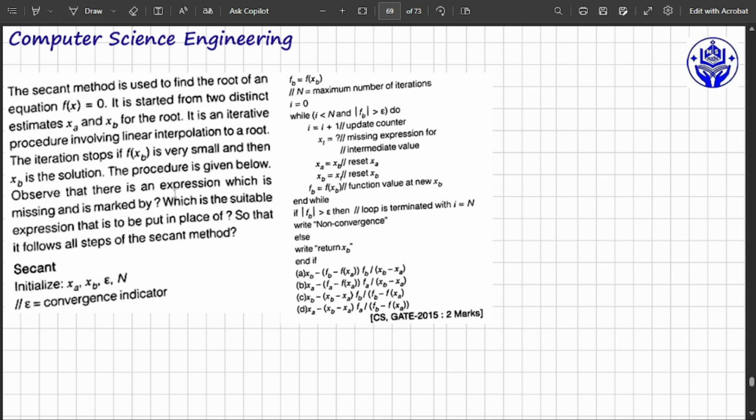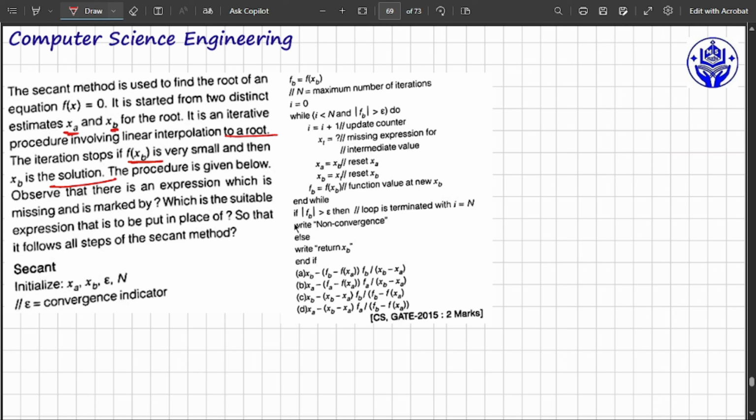Okay. Next question is, okay, this is in computer science engineering. The secant method is used to find the root of an equation. It starts with two distinct estimates, x of a and x of b, for a root. It is an iterative procedure involving linear interpolation to a root. The iteration stops when f of xb is very small, and xb is the solution. The procedure is given below. Okay, this is the procedure, basically in the form of code or something like this.